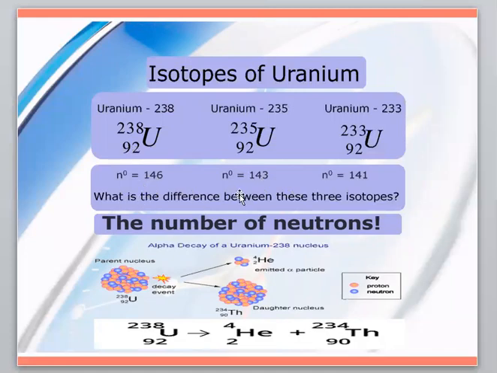What is the difference between these three isotopes? The number of neutrons. Here we present a reaction: uranium decays into two components, that is helium with atomic number 2 and mass number 4, and thorium with atomic number 90 and mass number 234.